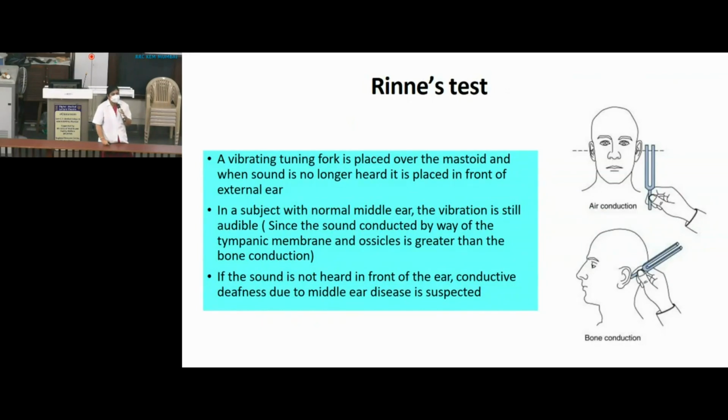One is Rinne's test and second is Weber's test. A tuning fork is used, a vibrating tuning fork. 256 Hertz is the usual one which is used. Once you set it into vibrations, it is first kept over the mastoid process, and once the sound is no longer audible through bone conduction, then it is put in front of the ear. That will help you identify conductive deafness. Okay.